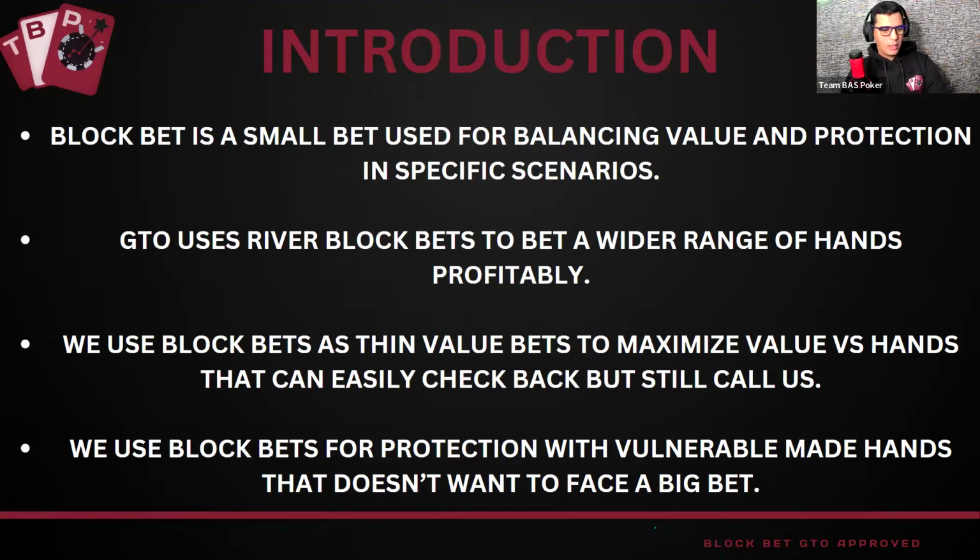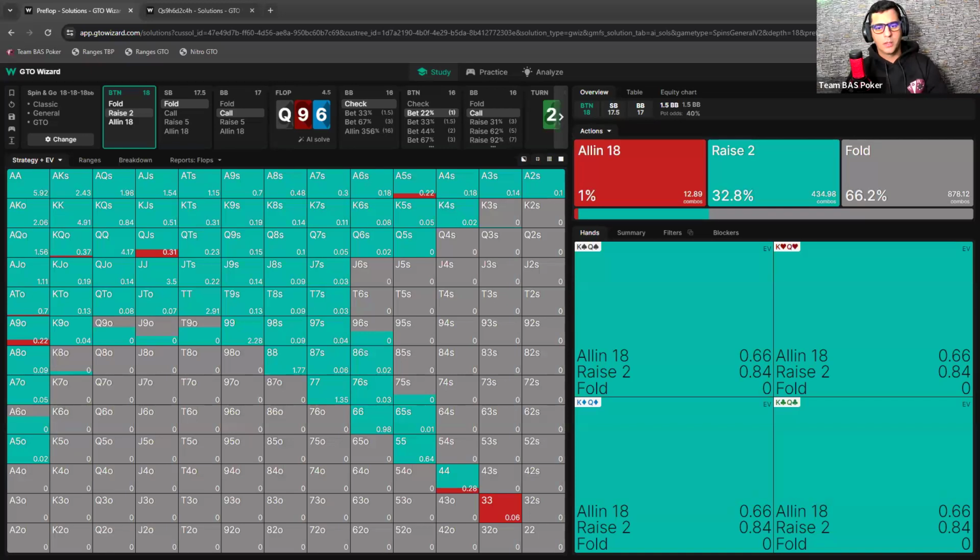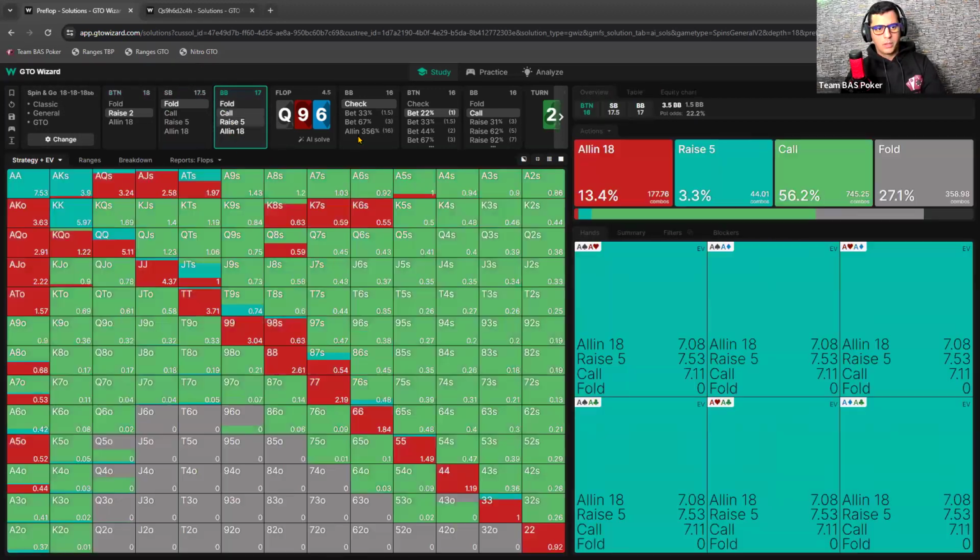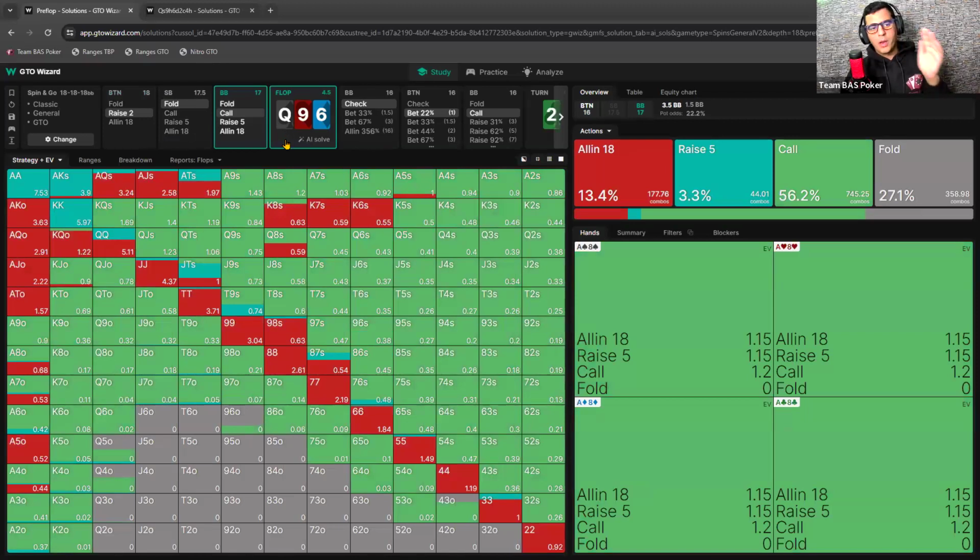So to picture this, I picked for you this spot. Here we have a three-way button versus big blind situation, 18 big blinds deep. We are at the big blind. The opponent is at the button. He did a min raise. We did call. There is a flop, queen 9-6.